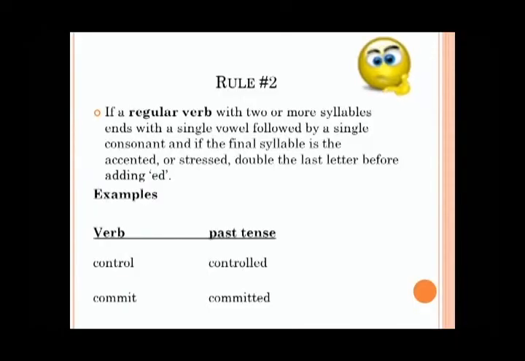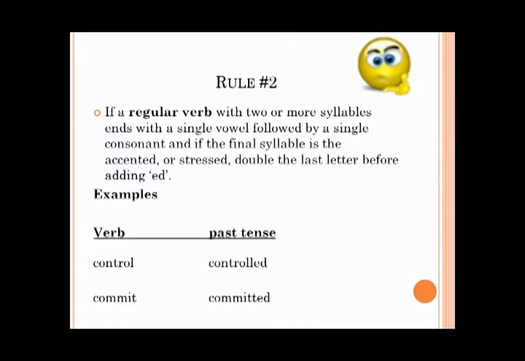The verb control has two syllables. Control. The past tense for the word control is spelled C-O-N-T-R-O-L-L-E-D. Why is it spelled that way? The rule says if the last syllable is stressed, then we must double the last letter and add ED. Hence, the word is spelled C-O-N-T-R-O-L-L-E-D.